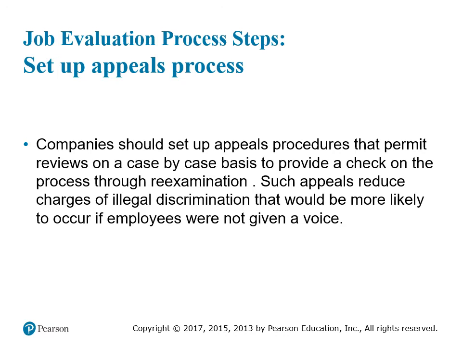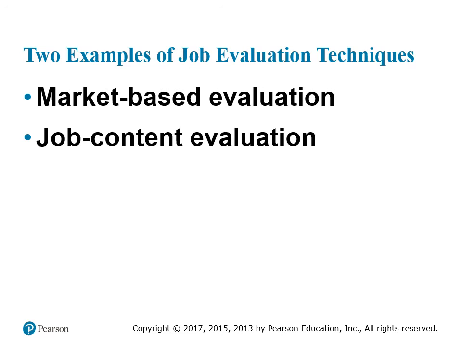So the last step of the job evaluation process is to set up an appeals process. Companies set up appeals procedures that permit reviews on a case-by-case basis to provide a check on the process throughout the examination. Such appeals reduce charges of illegal discrimination that would be more likely to occur if the employees were not given a voice. So sometimes the employees may have complaints about the evaluation of their job. Maybe they think it's under-evaluated. So they can make an appeal for this committee to re-examine the case.